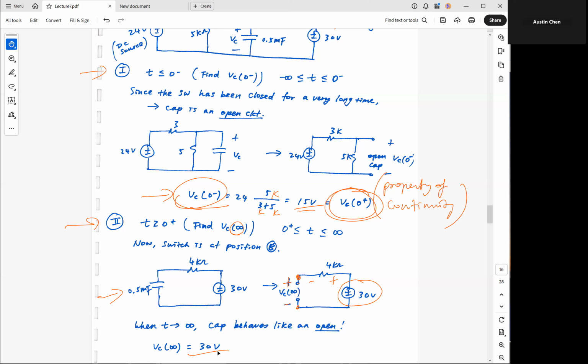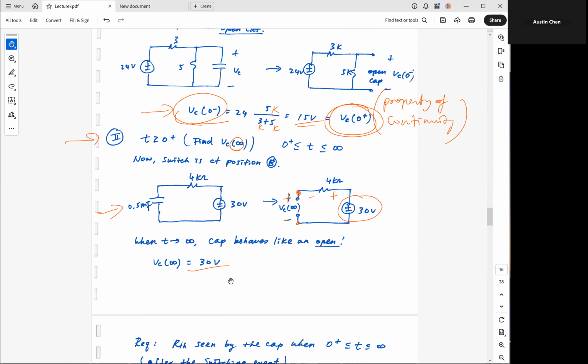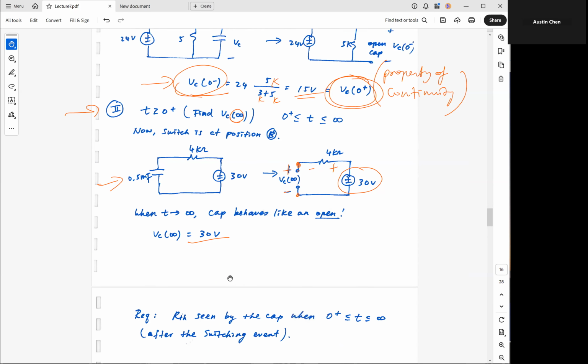So remember we have three. The first one is VC at 0 plus, the second one is VC at infinity, and the last one is the tau. And before you can find the tau, you have to first find the Req, and then you take the RC product to find tau. So let's find Req.